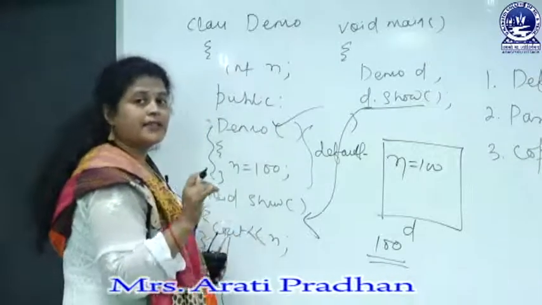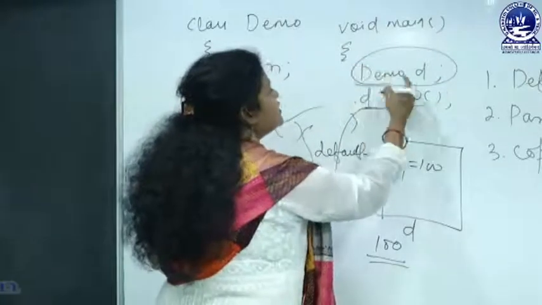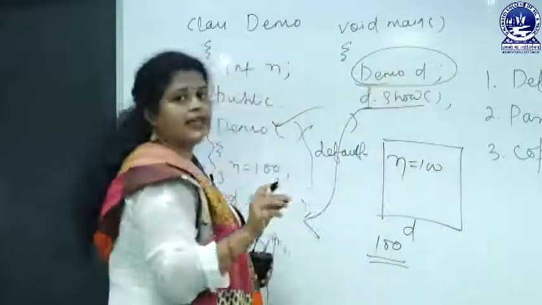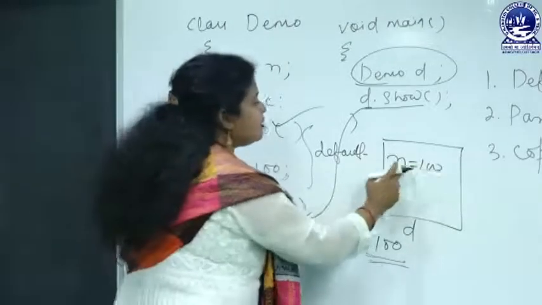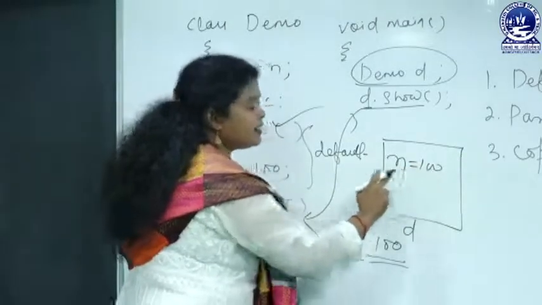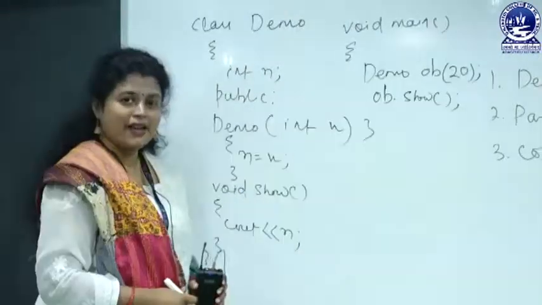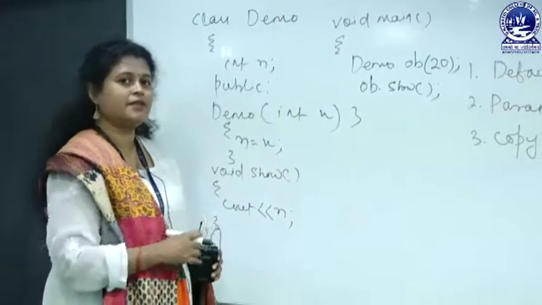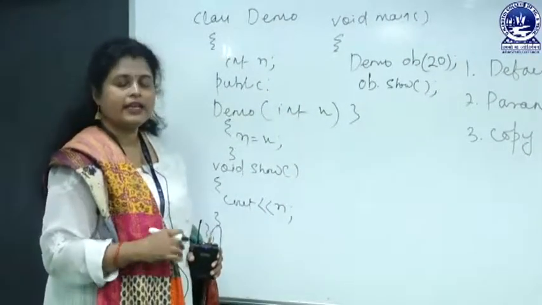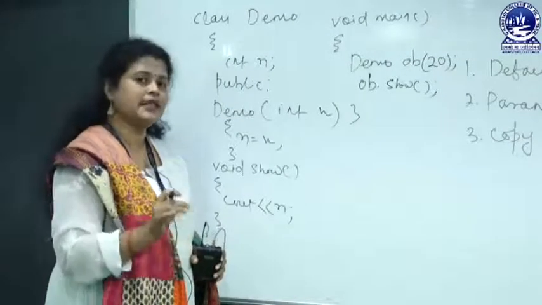I just want to explain one thing here, that whenever you create the object demo d, at that time the constructor part will be executed and n will be initialized with 100. This is all about the default constructor. Now I am going to explain about parameterized constructor. What is the difference between default and parameterized? In case of default there is no argument; in case of parameterized there is an argument.